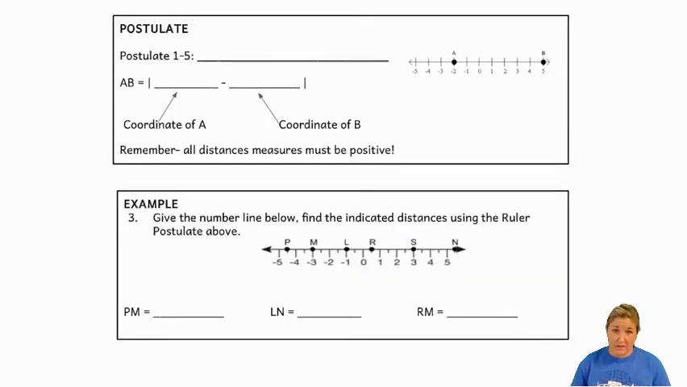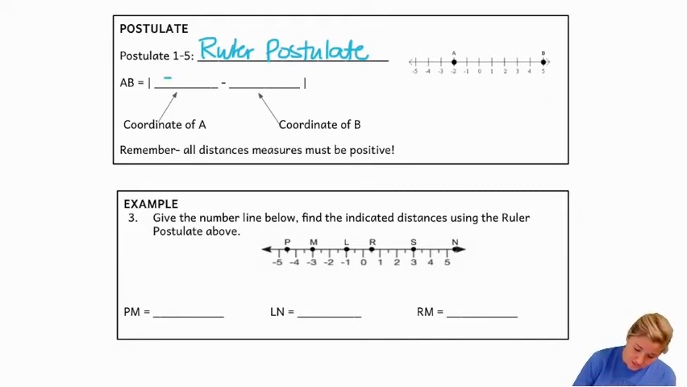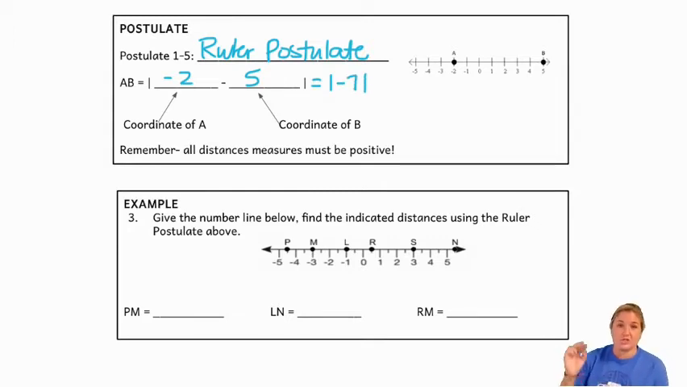All right, based on the ruler postulate, I can find the measurement of AB if I take the coordinate of A, which is -2, and subtract the coordinate of B. Those two little bars mean absolute value. Absolute value means the distance from 0, which means it's always going to be positive. So I'll take the absolute value of -2 minus 5, which is -7. The distance between 0 and -7, even though I'm going backwards, is actually +7. It's like me running 2 miles down and 2 miles back: I ran 4. When I ran back, it was still 2 miles. I still felt it. So this is +7 here.